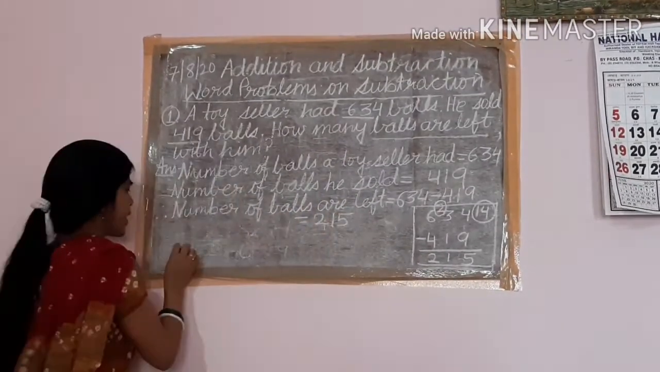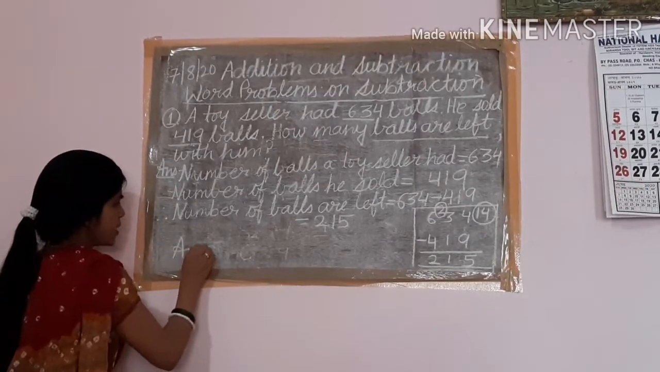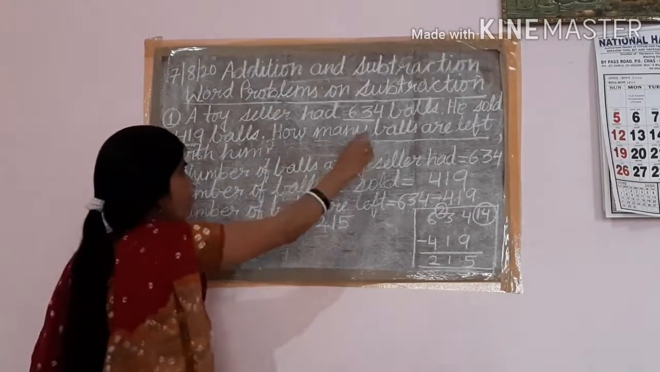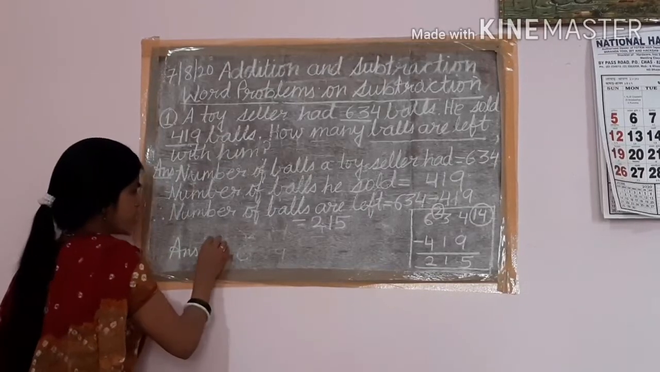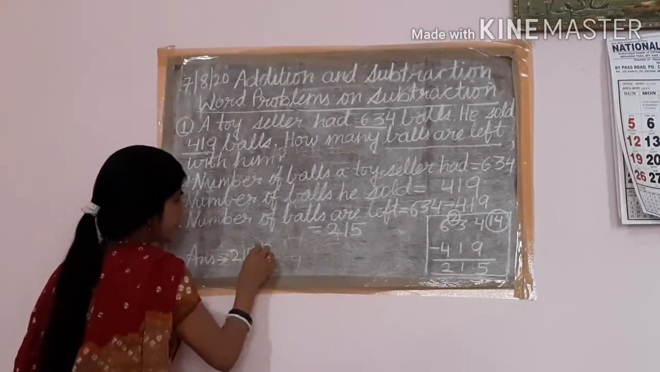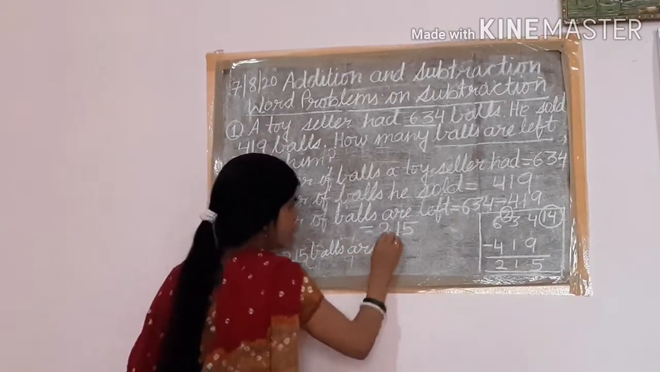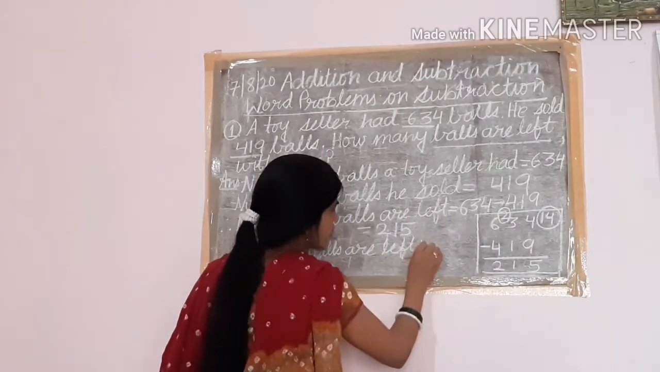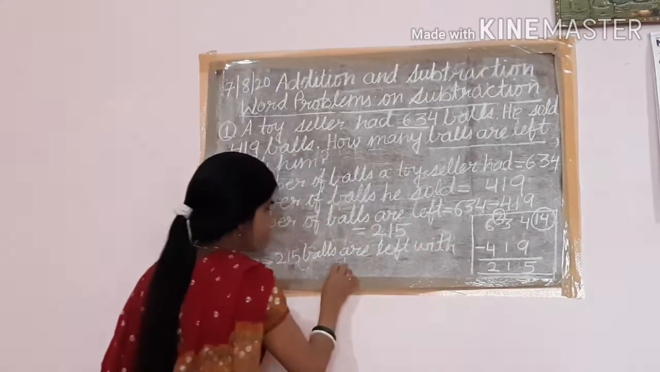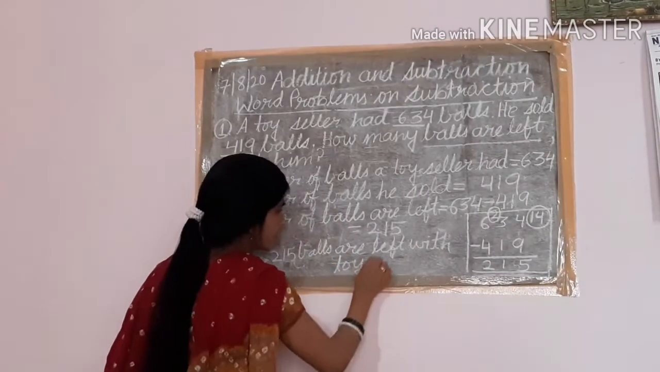We have to write the final statement. Answer. What is asked? How many balls are left with him? So you write here: 215 balls are left with him.